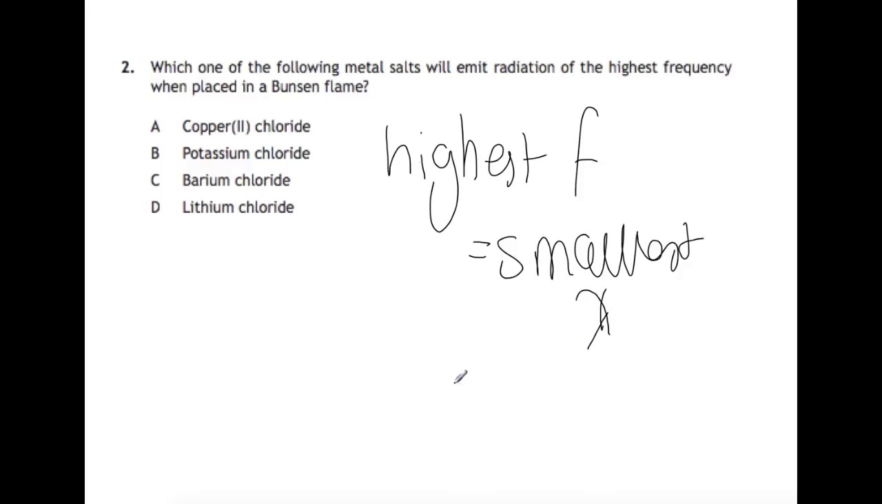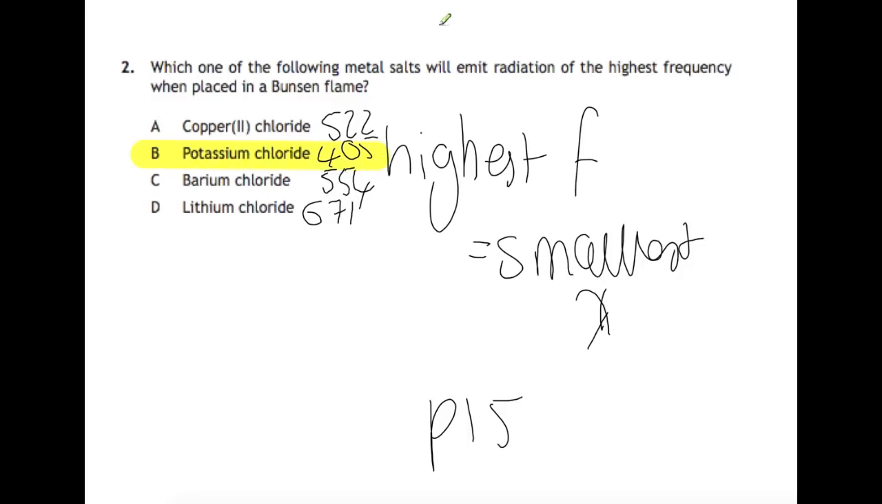If you have a look on page 15 of the databook, you can find the flame colours and the associated wavelengths for each of these. So copper is 522 nanometers, potassium is 405, barium is 554, and lithium is 671. That would lead the answer to be B, potassium chloride. The answers state that it's A, however I feel that this must be incorrect.